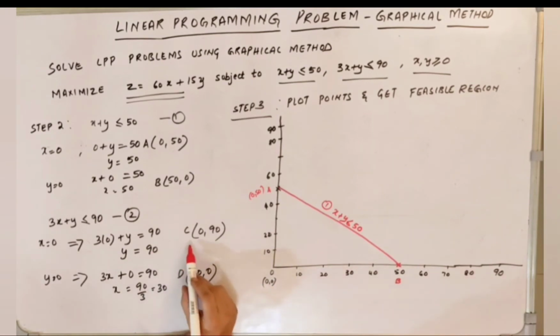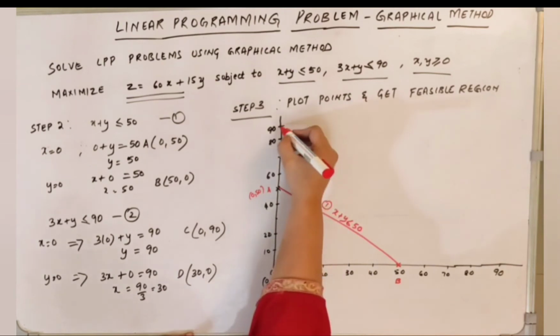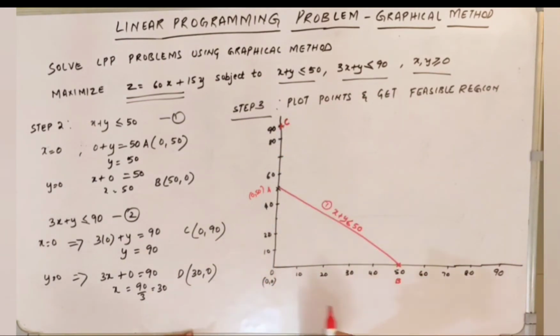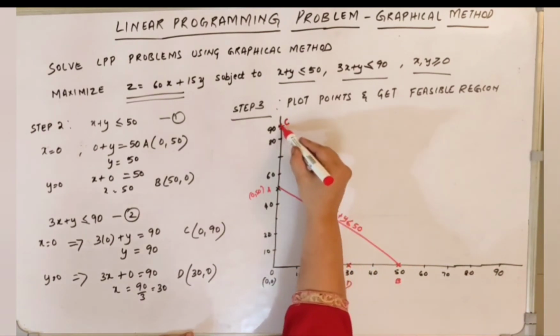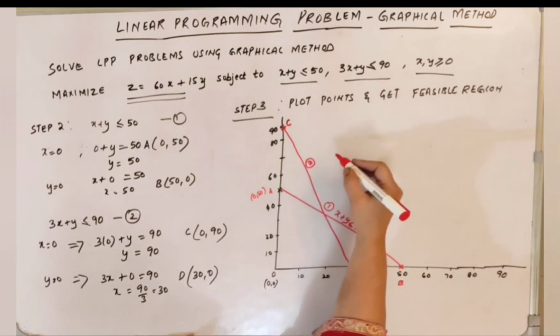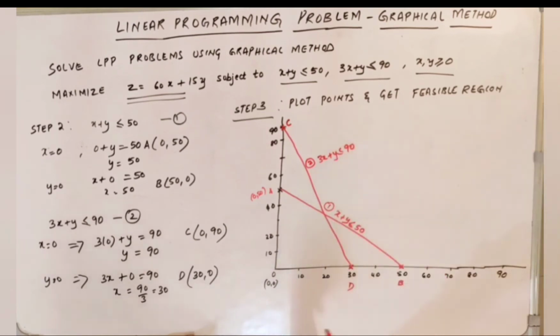Now we'll plot the third point, which is 0, 90. 0 on the x-axis and 90 on the y-axis. So this becomes point C. The fourth point is 30, 0. So 30 on the x-axis. So this is the point. Let's call it D. Now let's join these points. So we get another line which is representing constraint number 2, which is 3x plus y less than or equal to 90.